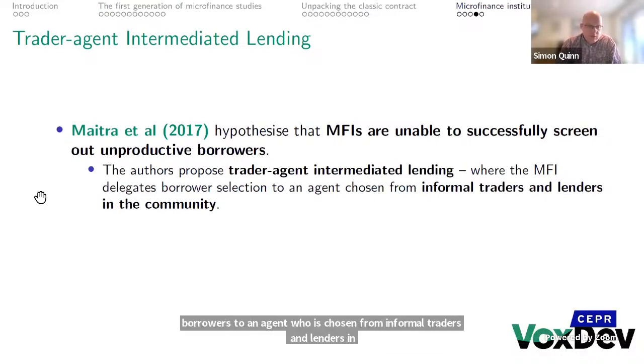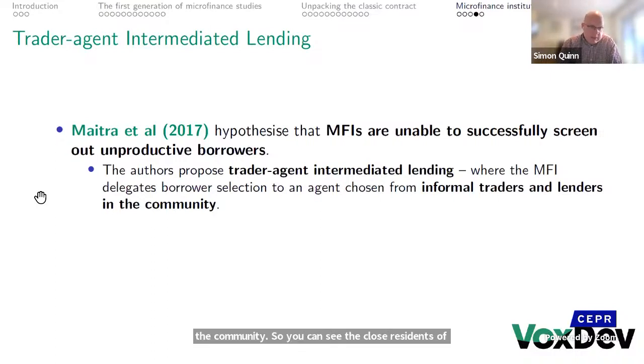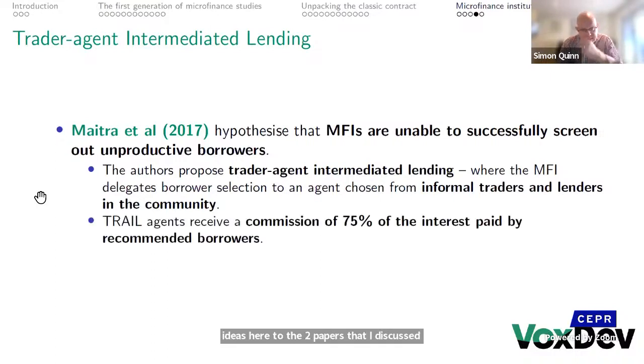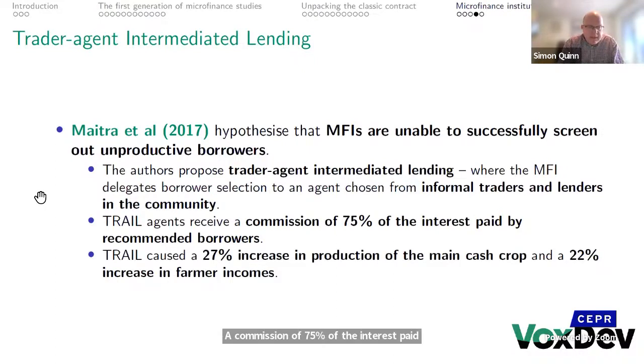So you can see the close resonance of ideas here to the two papers that I discussed previously. And in this case, TRAIL agents actually receive quite a lucrative commission, a commission of 75% of the interest paid by the borrowers whom they recommend. And the authors find that this caused about a 27% increase in production of the main cash crop in an agricultural setting and a 22% increase in farmer incomes.